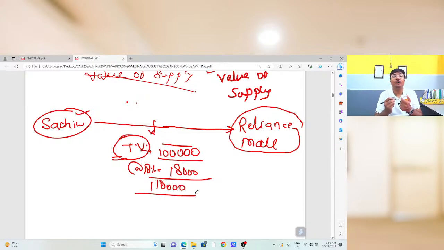I am going to pay a total amount of 1 lakh 18,000 rupees to Reliance Mall for that TV. In that case, what will be the value of supply? I am going to pay 18,000 on this 1 lakh rupees. That means the value of supply will be that 1 lakh rupees, and we can say this is the transaction value on which Reliance Mall is also charging GST from me. So is this transaction value correct or not? That is the question.